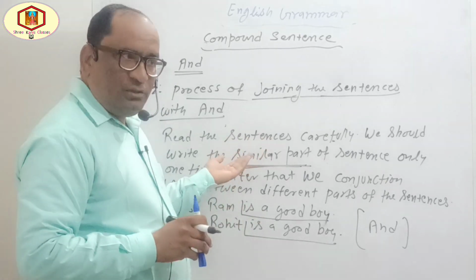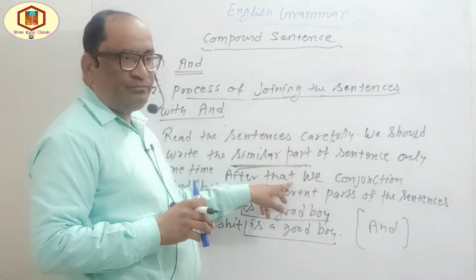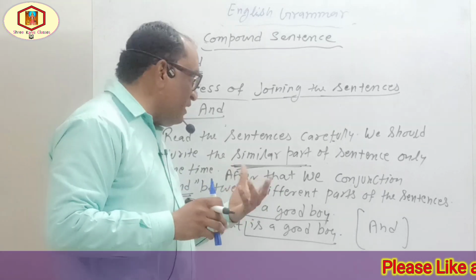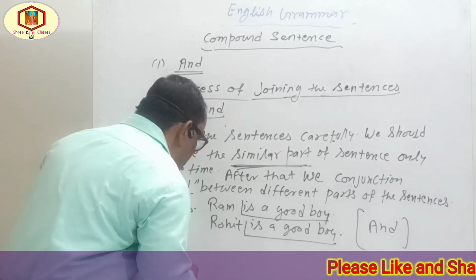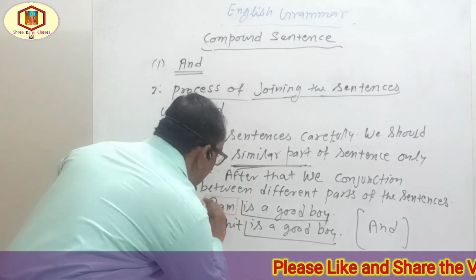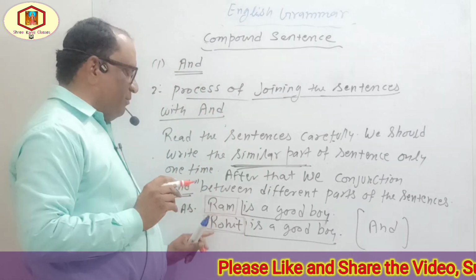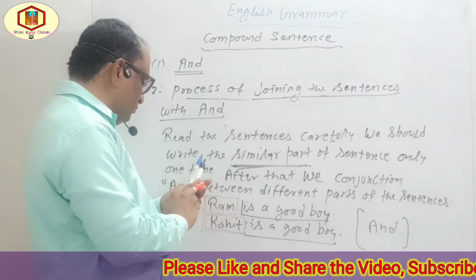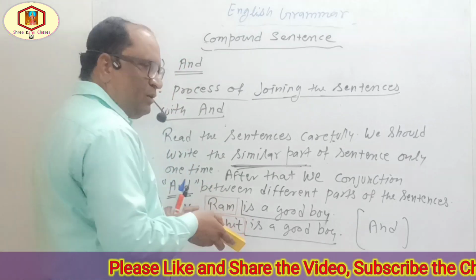Then again we should read the process carefully. After that, use conjunction and between different parts of the sentences. Different parts of the sentences. But we complete this rule. Complete.